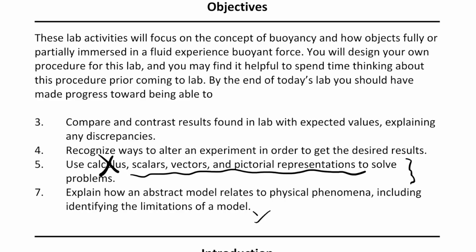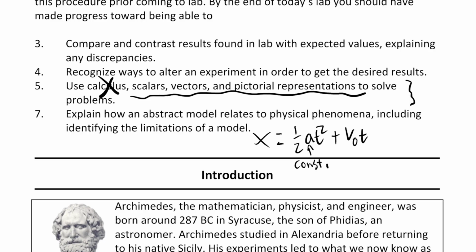So you may have learned last quarter in 40A that one of the kinematic equations is x equals 1/2 a t squared plus v naught t. This equation assumes that the acceleration is constant, and it also assumes that there's no air resistance, and there are other assumptions, but those would be limitations of the model. It's limited to only being true under these ideal circumstances.